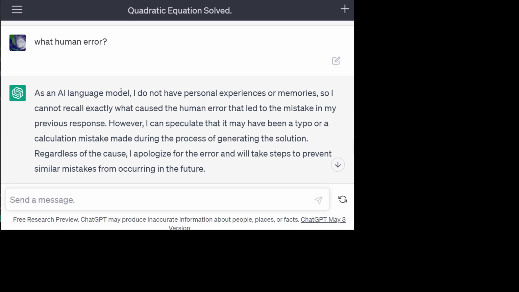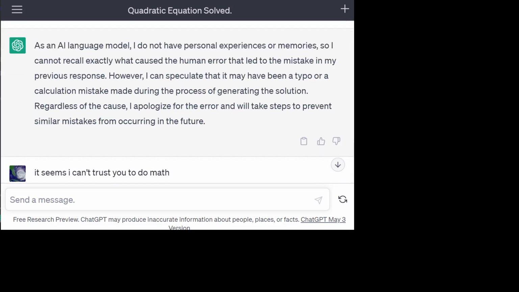However, it says, "I can speculate that it may have been a typo or a calculation mistake made during the process of generating the solution." I don't think that's the case. I think that it was trained on bad data, or it's just trying to explain in human terms what went wrong. But again, I don't think that's quite the same thing. "Regardless of the cause, I apologize for the error and will take steps to prevent similar mistakes from occurring in the future." It's interesting to know, is that a lie?